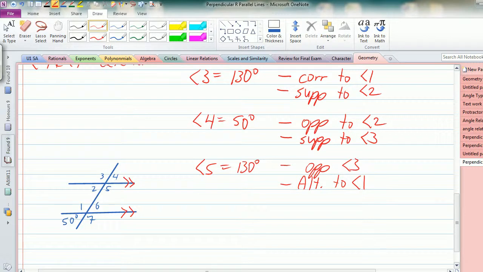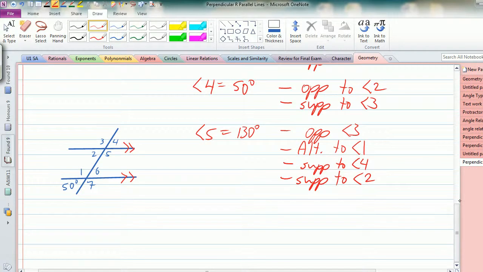What about angle 4? What can we say? Supplementary to angle 4. What about angle 2? How are they related? It's also supplementary to angle 2. All right, now we're going to talk about angle 6.